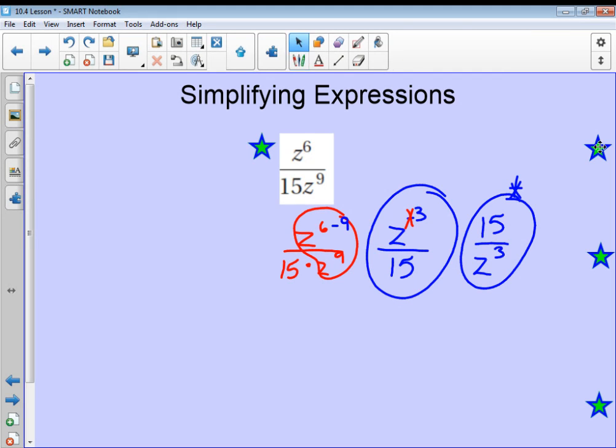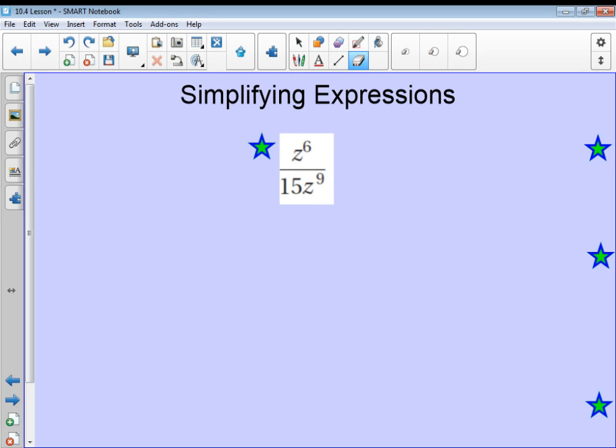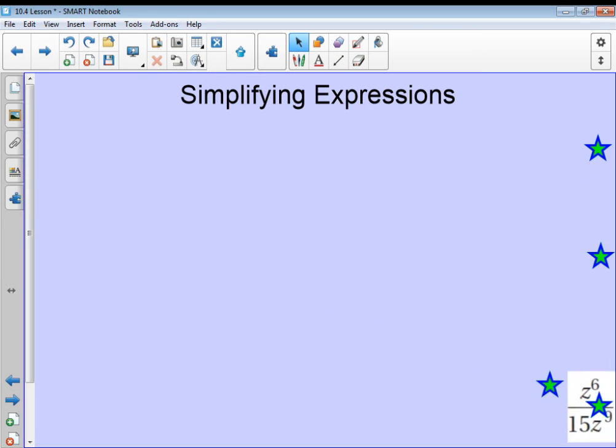Okay, so no, you're not always going to have 1 involved. Here we had a denominator. It just happened to be 15. So it doesn't become z to the negative 3 over 1 times 1 over 15. We don't have to do that, okay? We just flipped the entire piece. All right, let's try another one together.